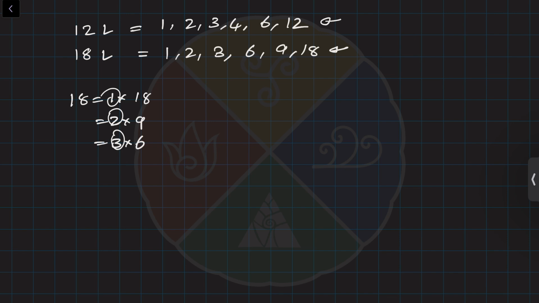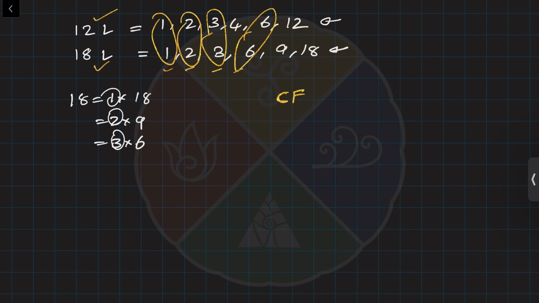Now we are looking for a common size bottle. This bottle should be able to fit both cases. So first we found factors, now we are looking for common factors. So 1 is common, 2 is common, 3 is common, 4 is not there, 6 is common. So if we select bottles of capacities 1, 2, 3 and 6, I can perfectly bottle both 12 liters and 18 liters.